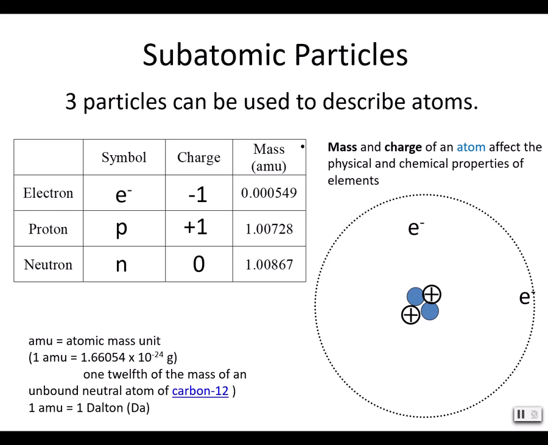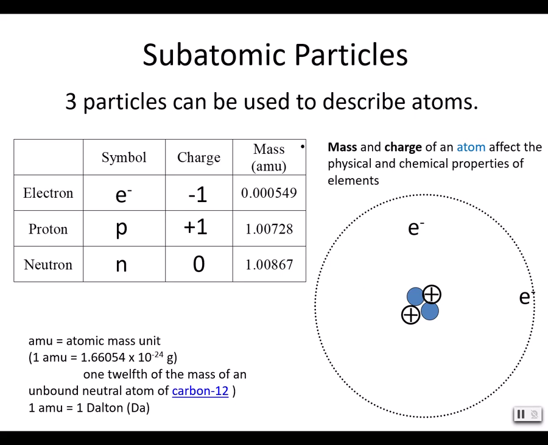Now later in the course, when we talk about the quantum mechanical model, we'll talk in more detail as to where specifically an electron is in an atom. But for right now, you should just know the general location of protons and neutrons for an atom, which is the nucleus, the center. Know that electrons are hanging around outside of the nucleus, surrounding, orbiting the nucleus.